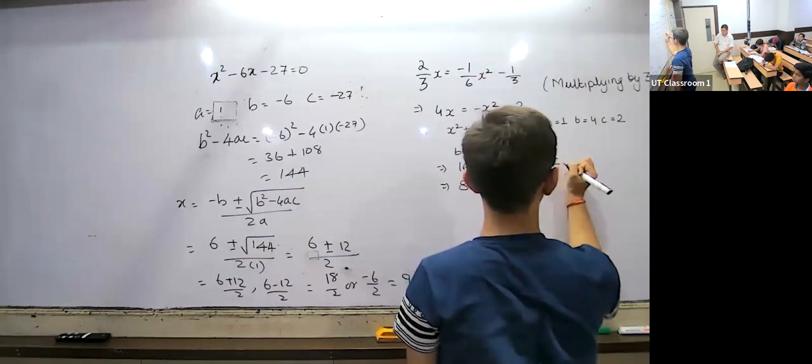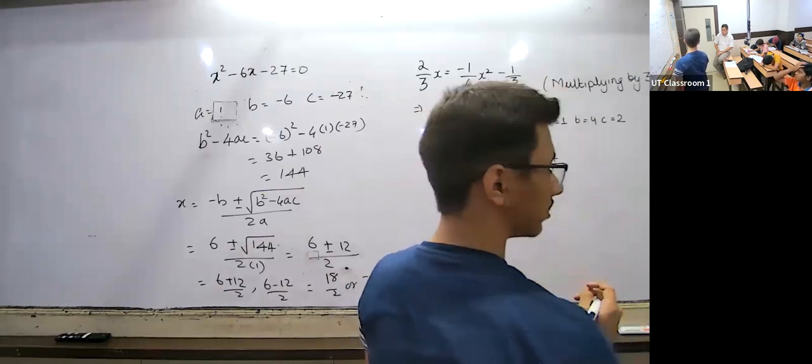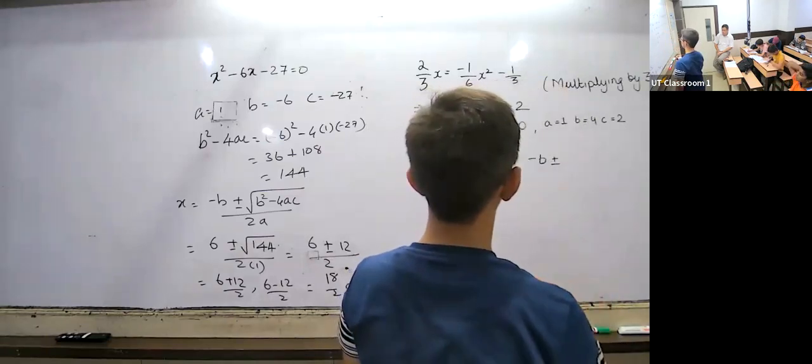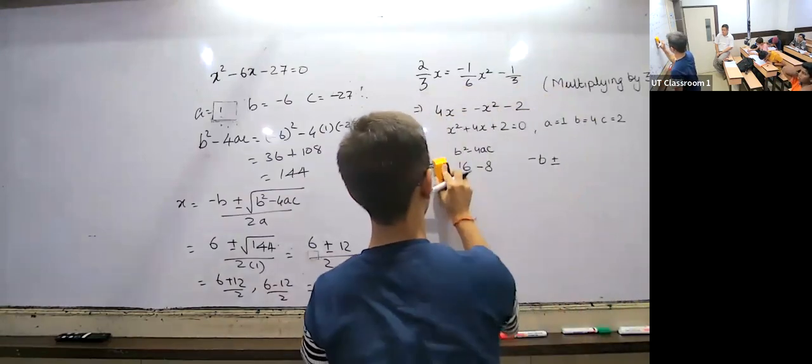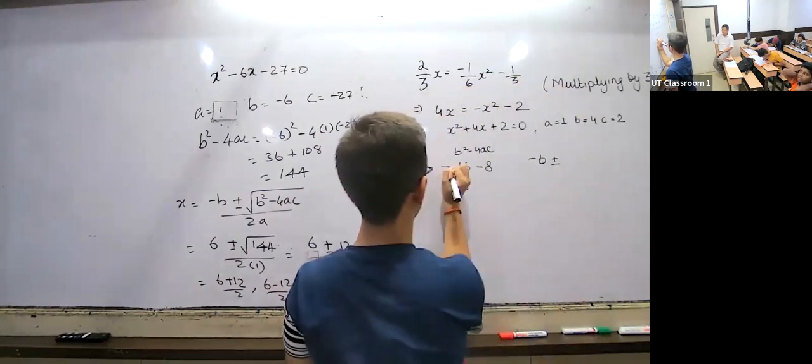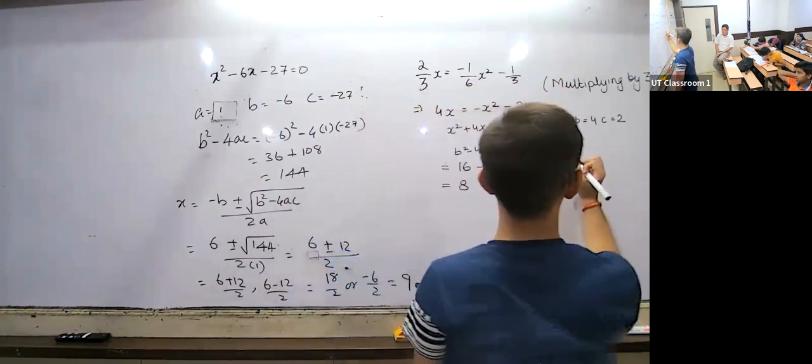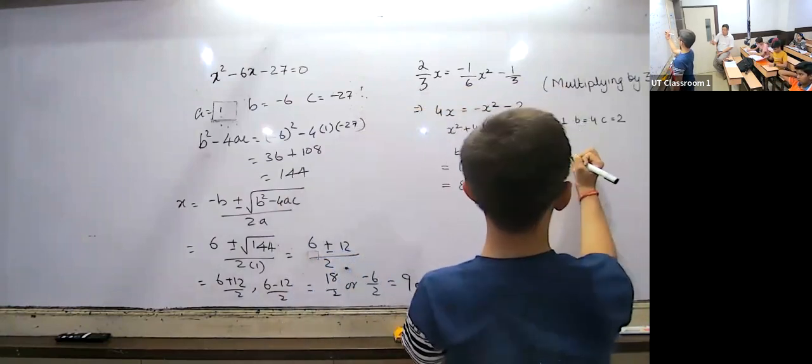b² - 4ac is equal to. If you put the values in, it is equal to. That's the value now. Then write x is equal to. Formula x is equal to.